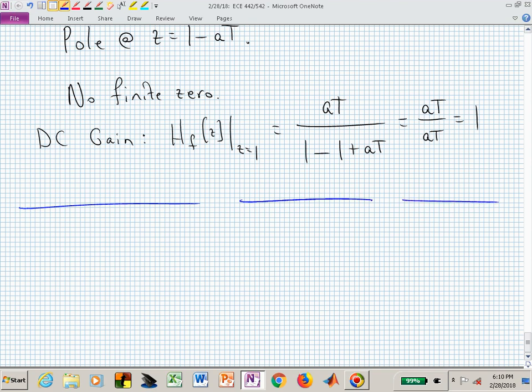That's the first of our numerical integration approximation strategies. Let's look at the next one, which is a backward rule.